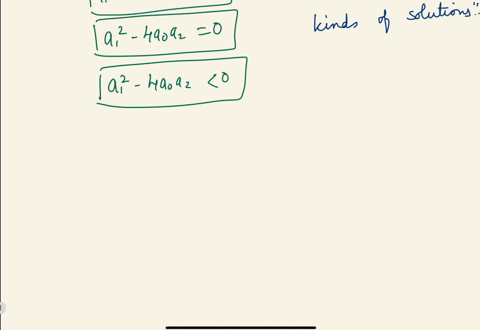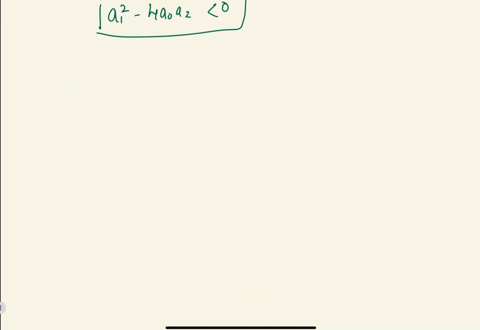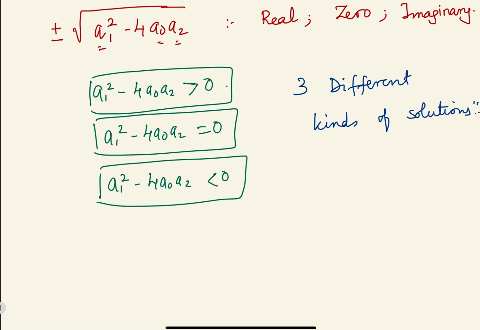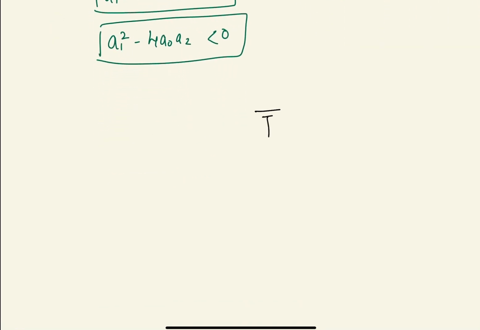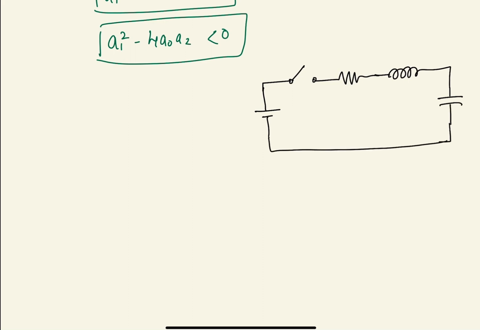Okay, so how can we say that there will be 3 different kinds of solutions? Let's take an example. We have a circuit like this, which is connected like this. You have an inductor here. This is plus minus 1 volt, this is some factor K, this is 3 ohms, this is 1 ohm, and this is half of a farad. So let's write the KVL equation for I in the circuit.